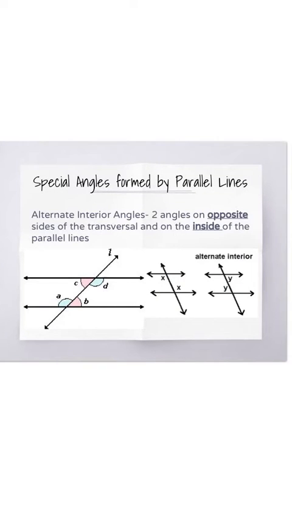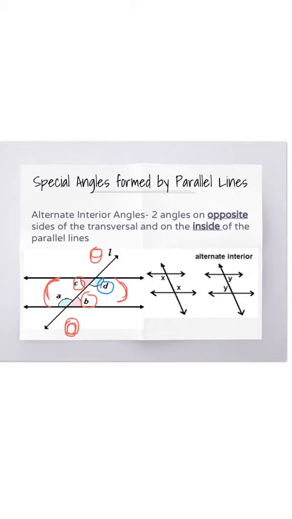Alternate interior angles are two angles that are on opposite sides of that transversal line, but they're on the inside of the parallel lines. If you look at the picture on the left, you have pink angles, which are C and B. These are examples of alternate interior angles because they are on opposite sides of that intersecting or transversal line, but they are inside the parallel lines.